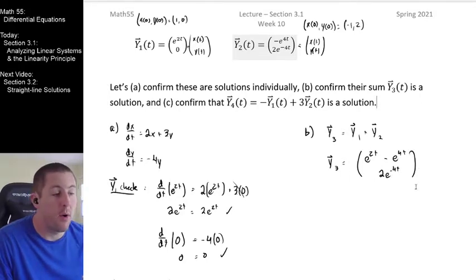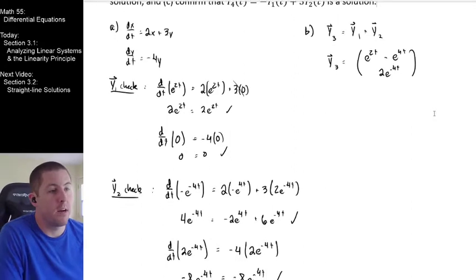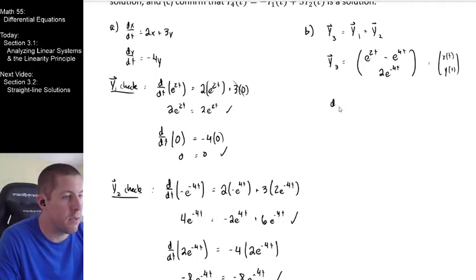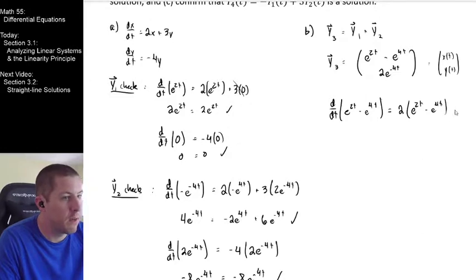All right. What I now want to verify is that this is going to work out as well for a solution here. So I think I've got all the parts that I need. So I'm now using this as my x of t, y of t. Let's go ahead and do it. So the derivative of x, so that's going to tell me the derivative with respect to t of my x component, e to the 2t minus e to the 4t, should be equal to 2 times my x component plus 3 times my y component.